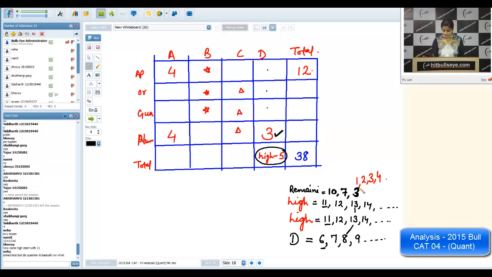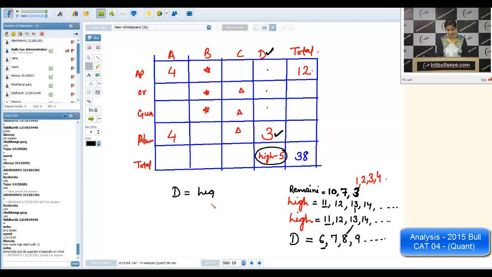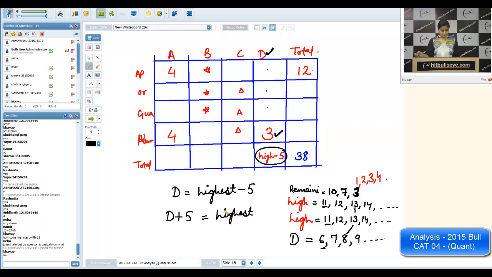In this case, how come I start with 11? Highest is 11, Bhavya. Why? Because we are starting with D, and this is mentioned in the direction. D has highest minus 5. If D has highest minus 5, highest will be D plus 5. Is it okay, Bhavya? Yes, all of you?